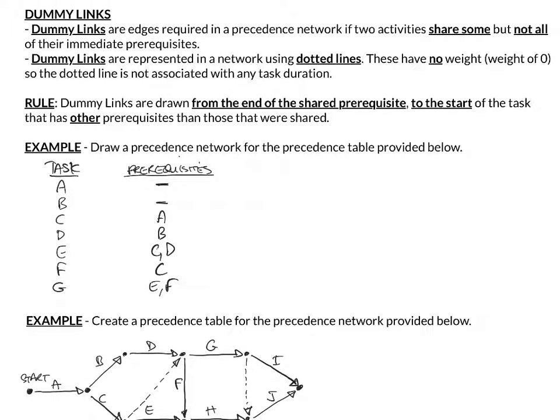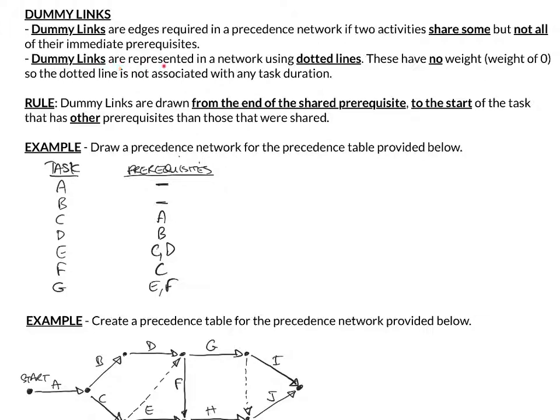This is another video. This one is on the idea of dummy links. So dummy links are edges required in a precedence network if you have two activities that share some, but not all, of their immediate prerequisites. So for example, like this here. E has prerequisites of C and D, F has prerequisites of C. They share C, but they're not sharing all of their prerequisites. Otherwise, you wouldn't need the dummy links. You wouldn't need the dummy links if they had exactly the same prerequisites.